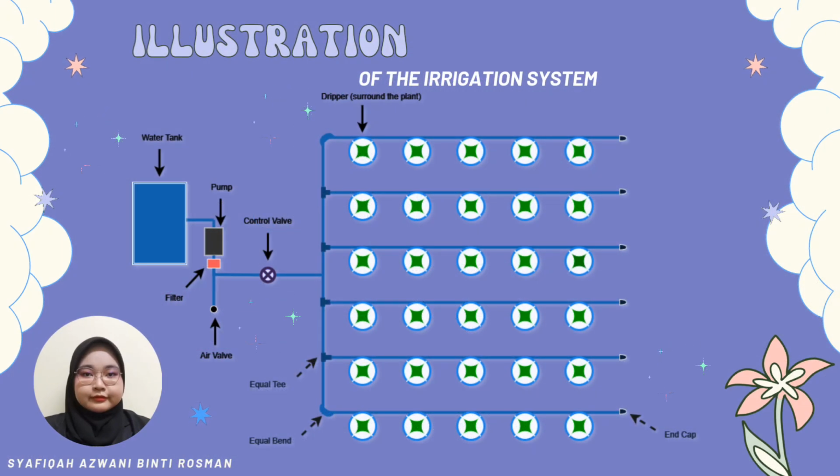Next, we move to the illustration of this system. In this system, there are several important components, which are the water tank as the water source, pump, filter, control and air valve, and also the dripper or the emitter. In this project, the dripper will surround the plant to ensure the plant will get sufficient water.